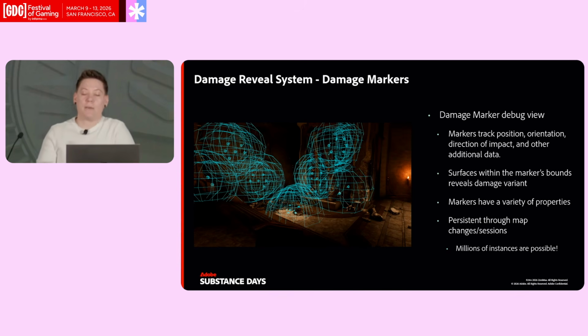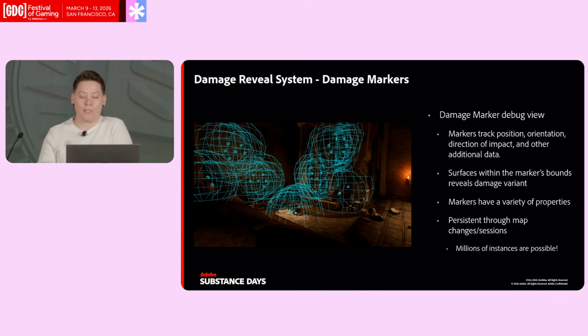Here we have an image of the damage marker debug view. Each marker tracks its position, orientation, and direction of impact, along with some additional data. Any material surface within a marker's bounds will blend in its corresponding damage variant. This system has many editable properties. For example, here, the Skull Crusher sprayed multiple spheres to replicate the spray of skull shards. If the player threw the shield, it would use a squashed cube to more closely align with the shape of the shield on impact. Or plasma weapons would trigger a glow from heating the surface on impact. All of these parameters can be adjusted in engine.